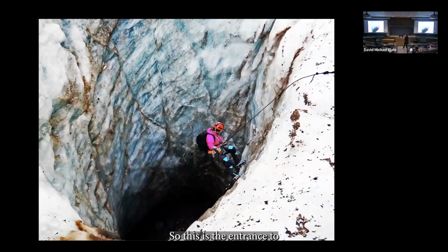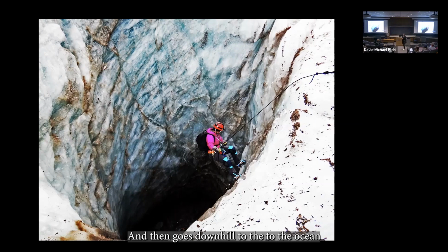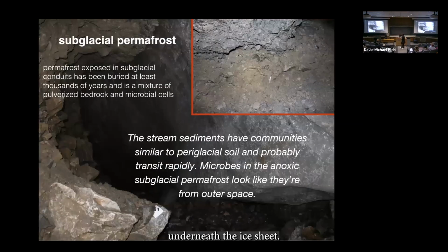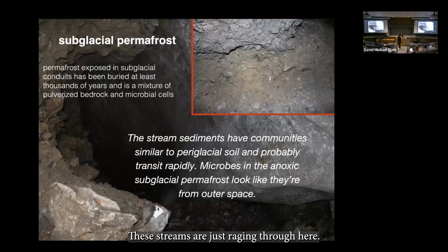So this is the entrance to one of the caves on Svalbard, the ice caves. This is essentially a glacial melt conduit. So water ponds up on top of the glacier. The water has a high heat capacity and eventually melts through to the base of the ice sheet and then goes downhill to the ocean underneath the ice sheet. And so it looks like this, a bit scary. There's blocks of ice falling. These streams are just raging through here.